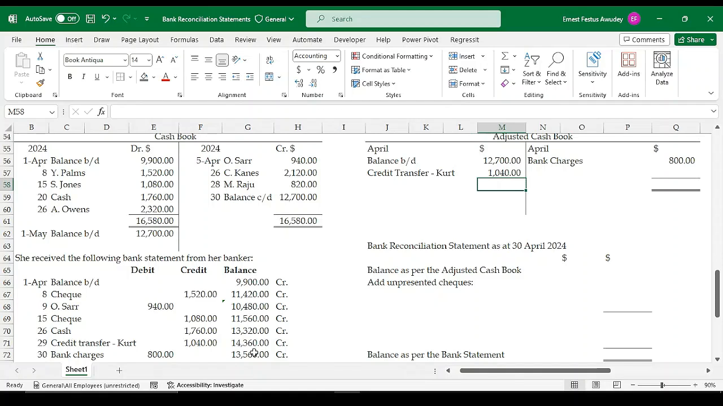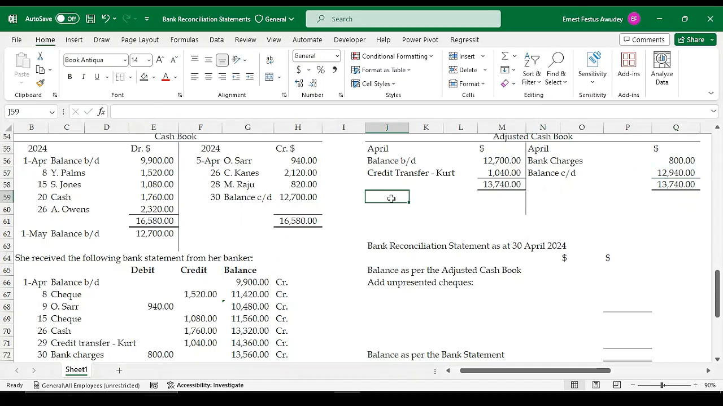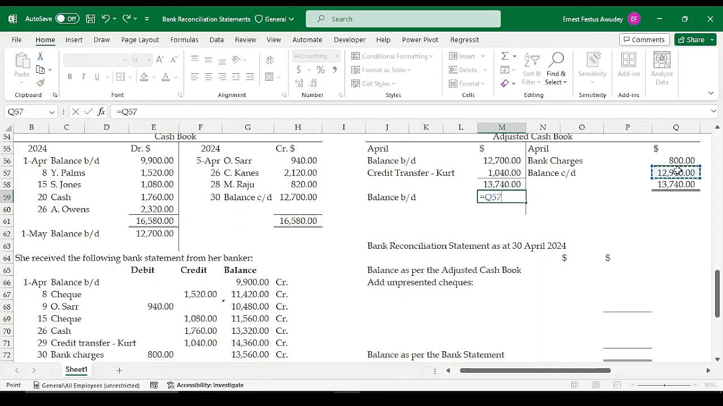So quickly, I'll have alt equals to sum the debit side together. That is 13,740. And the total, since this is lower, is going to be equal to this as well. And then I'll have my corrected balance as balance carried down, and that will be equal to the total for the two sides minus the total here, which is only one item, bank charges of 800. I'll enter that, and that is 12,940. So this 12,940 is the corrected balance of our cash book, which is going to be used to prepare the bank reconciliation statement. So I'll come here and link this up right there.